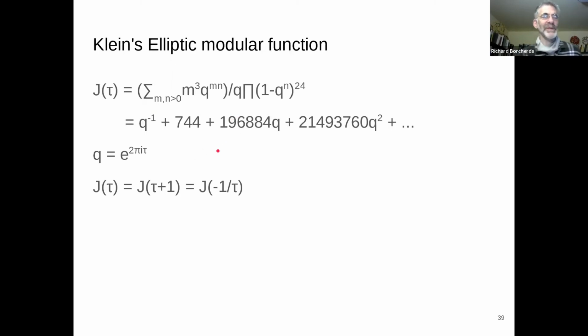And what's the point of this function? Well, it turns out to be the simplest non-constant function that has the following 3 properties. It's invariant under taking tau to tau plus 1, and it's also invariant under taking tau to minus 1 over tau. Functions invariant under tau to tau plus 1 are very easy to define. These are just periodic functions, just Fourier series, and e to the 2 pi i tau has period 1. So any function of q will satisfy the first equality. It's the second equality that's very difficult to arrange, and this really does turn out to be the simplest solution.